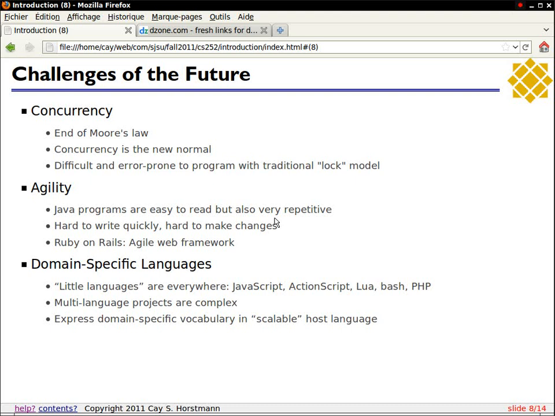So is there a better way of doing it? Can you have agile in a language that's sane, that has better compile time checking? And so we'll talk about that.